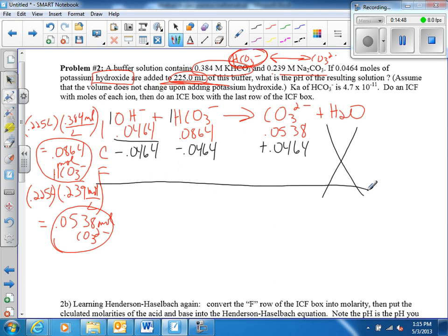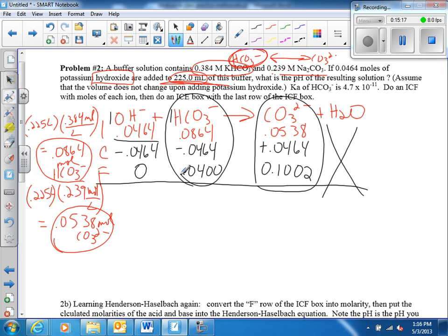My final row, 0, oh, that's nice, 0.0400. That worked out quite nicely. Oh, this one does too. Look at that. Oh, no, it doesn't. 0.0538. I thought this was going to come out nicely. It's not so nice. It's sort of nice. 0.1022. Okay, so now notice I have my weak base and my weak acid present.